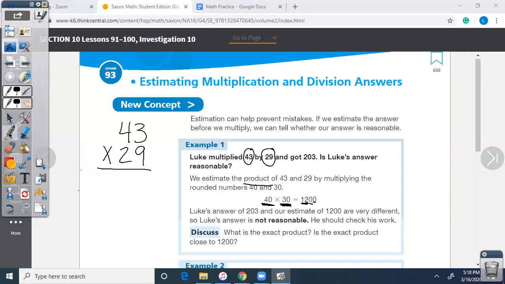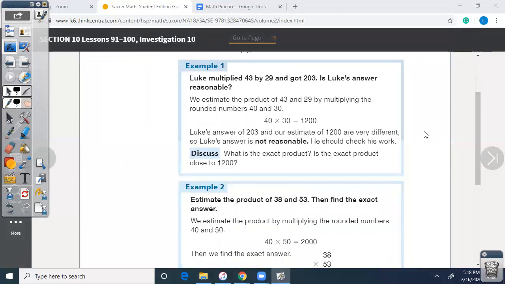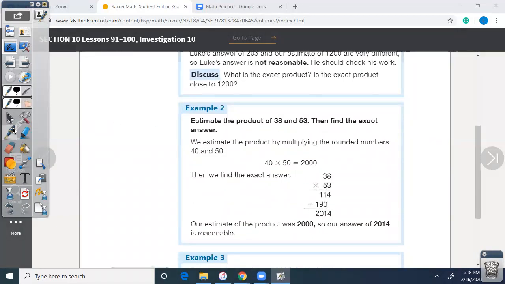Now we're going to move on to example number 2. We'll clear this off real quick, and then we will scroll down to number 2. We are estimating the product. Again, product is what? Product is multiplication, the answer to a multiplication problem. We're estimating the product of 38 and 53. So we round 38 to the nearest 10, which is 40. We round 53 to the nearest 10, which is 50. We multiply 40 times 50. We just do 4 times 5, which is 20. Then put those 2 zeros on the end of that number. So it's 2,000.